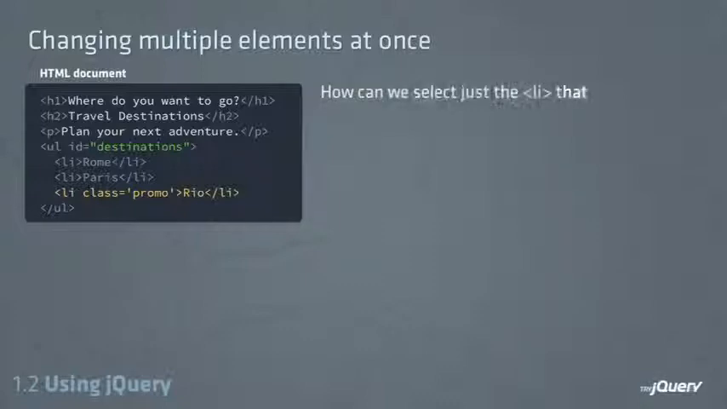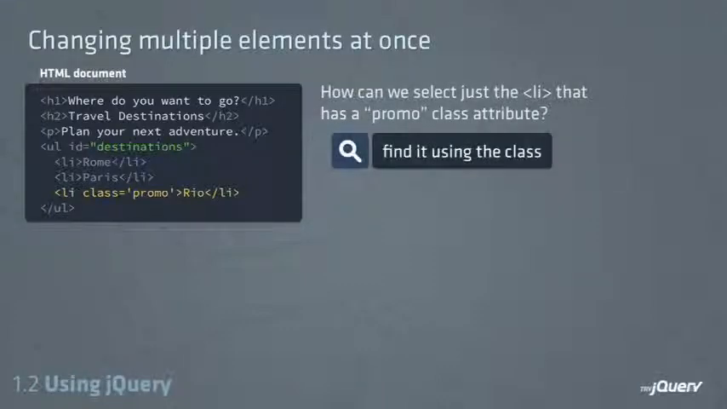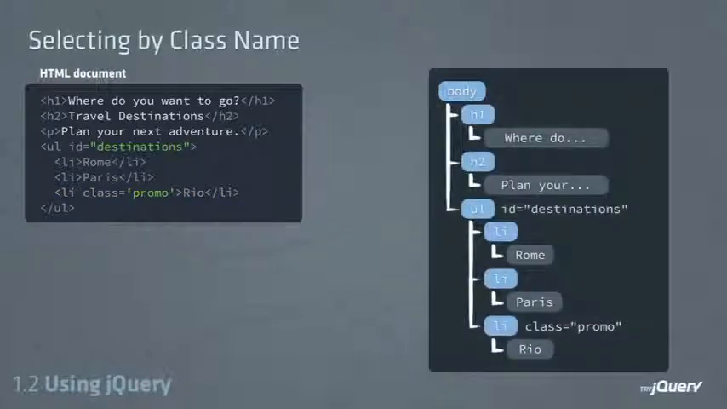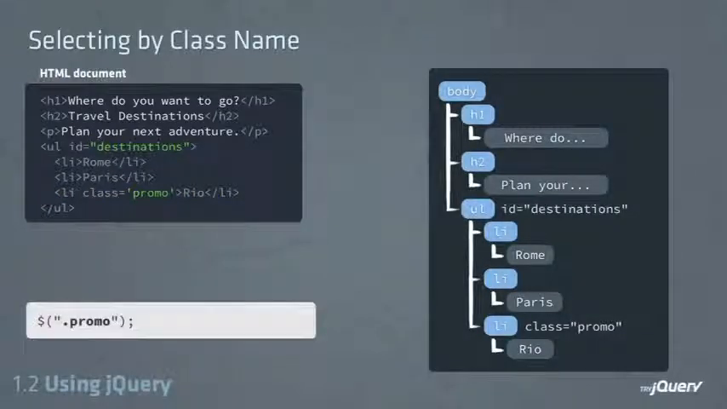Notice here one of our LIs now has a promo class. How might we select just that class using the proper selector? In this case, we would just specify .promo, and that would select all the list elements that have the class of promo. In this case, there's just one.